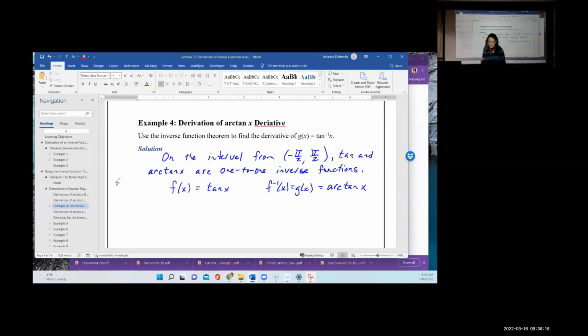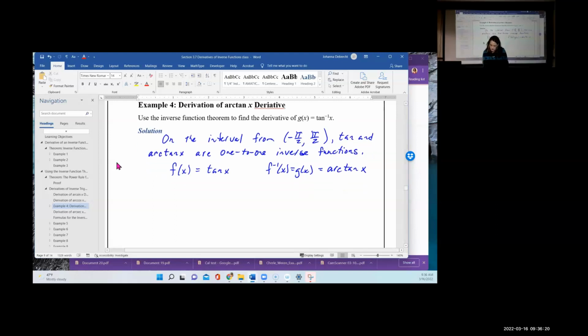So we're going to apply the formula. And the formula says that the derivative with respect to x of the arctangent of x, which we can also write using the inverse function notation, tan inverse of x, is equal to 1 over f prime of f inverse of x, which is 1 over f prime of g of x. So this is the formula that we want to apply.